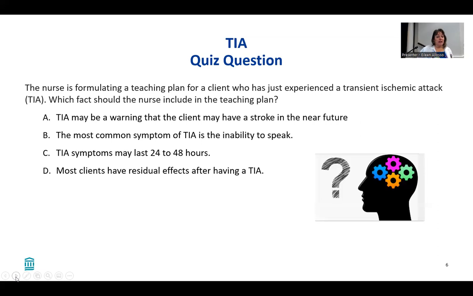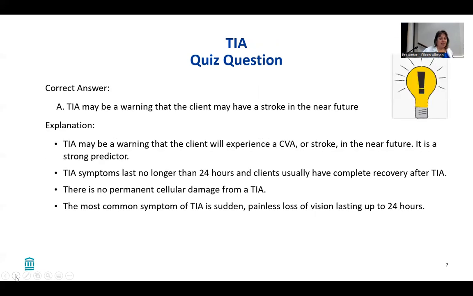So my first question is, you're formulating a teaching plan for a client who has just experienced a TIA. Looking at the answers below, which facts do you think are really important to include in that plan for the patient? And the answer is A. We know that they can have a stroke in the near future, so we want to emphasize that, so they'll take proactive steps to prevent it.